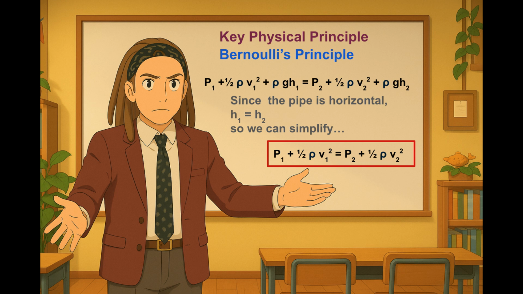P1 plus 1/2 ρ V1 squared plus ρ g h1 equals P2 plus 1/2 ρ V2 squared plus ρ g h2. This principle relates pressure, speed, and height in a flowing fluid. Since our pipe is horizontal, h1 equals h2, so the ρ g h terms cancel out. This simplifies Bernoulli's equation to P1 plus 1/2 ρ V1 squared equals P2 plus 1/2 ρ V2 squared.